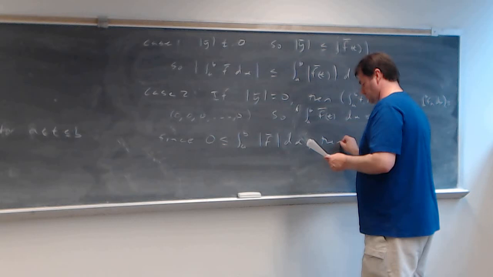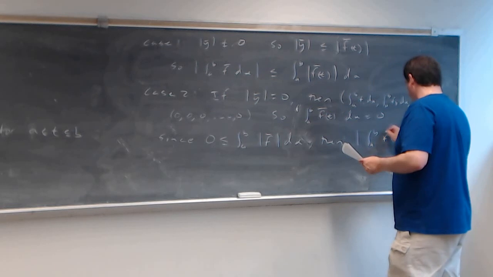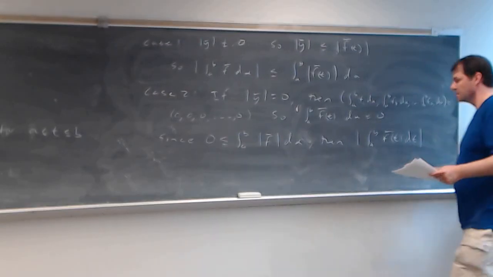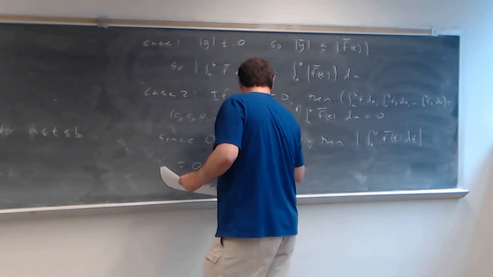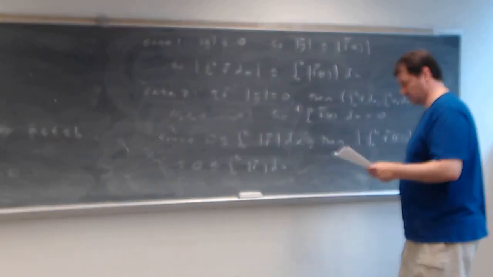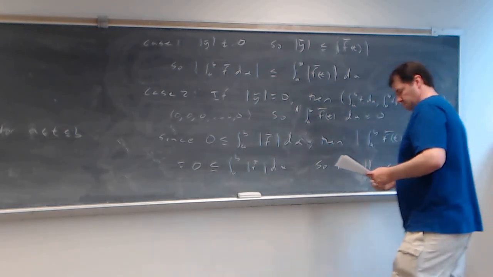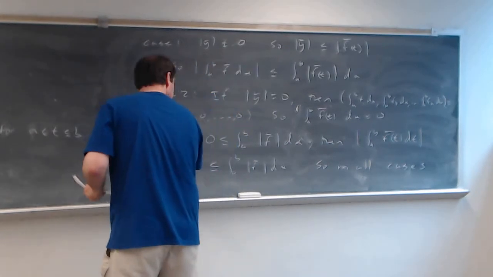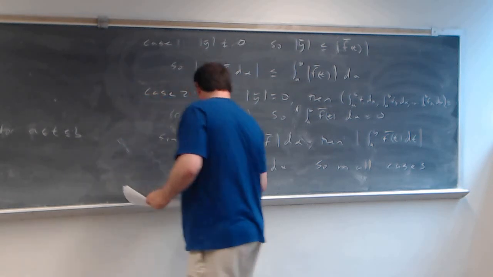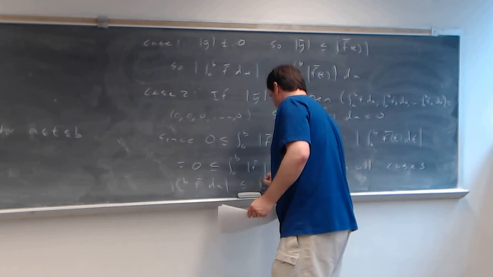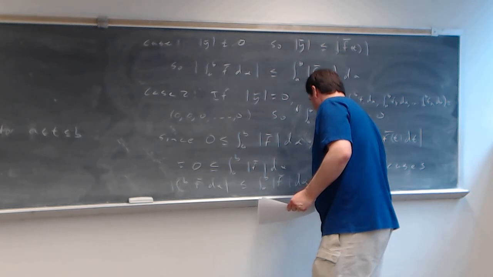then the absolute value of the integral from a to b of f bar, which we know is just going to be equal to 0, is going to be less than or equal to the integral from a to b of the norm of f bar d alpha. And so in all cases, we have the absolute value of the integral from a to b of f bar d alpha is less than or equal to the integral from a to b of the norm of f bar d alpha. And that concludes the proof.